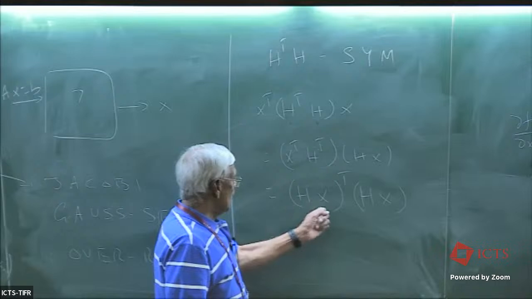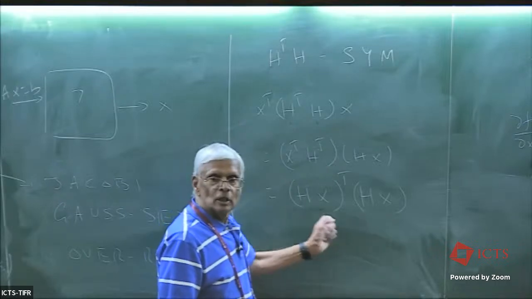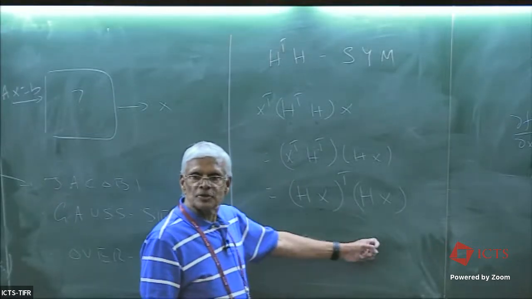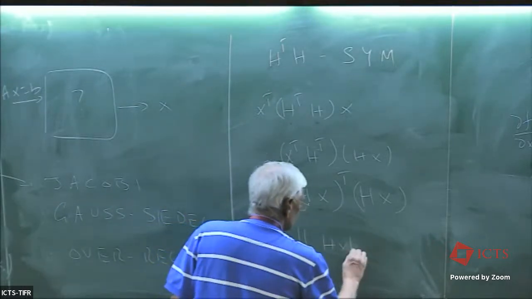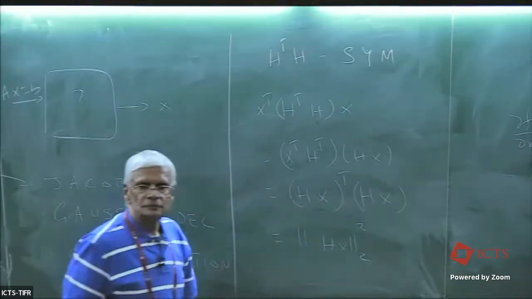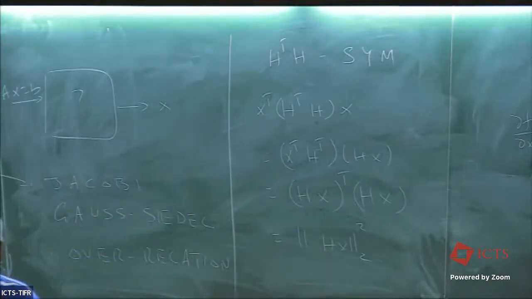So look at this now. H of X is a vector. So what does it look like? X transpose X, Y transpose Y. What is this? This is equal to the norm of H of X squared. All of you?